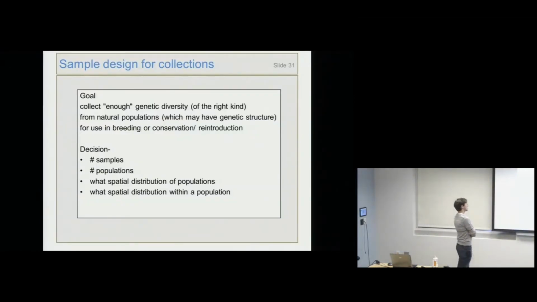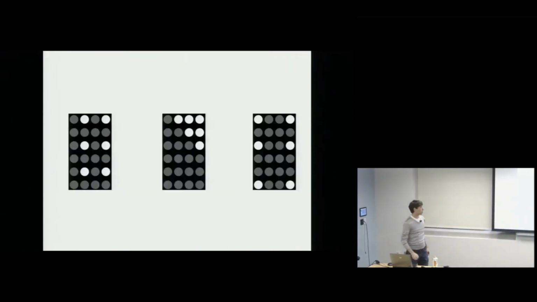So considering these various realistic aspects of plant biology, as well as the realism we have to think about in terms of collector strategy, we're making a couple of decisions: the number of samples, the number of populations, what spatial distribution of populations across the range, and then what spatial distribution of individuals within a population. By spatial distribution, I can illustrate with this simple graphic.